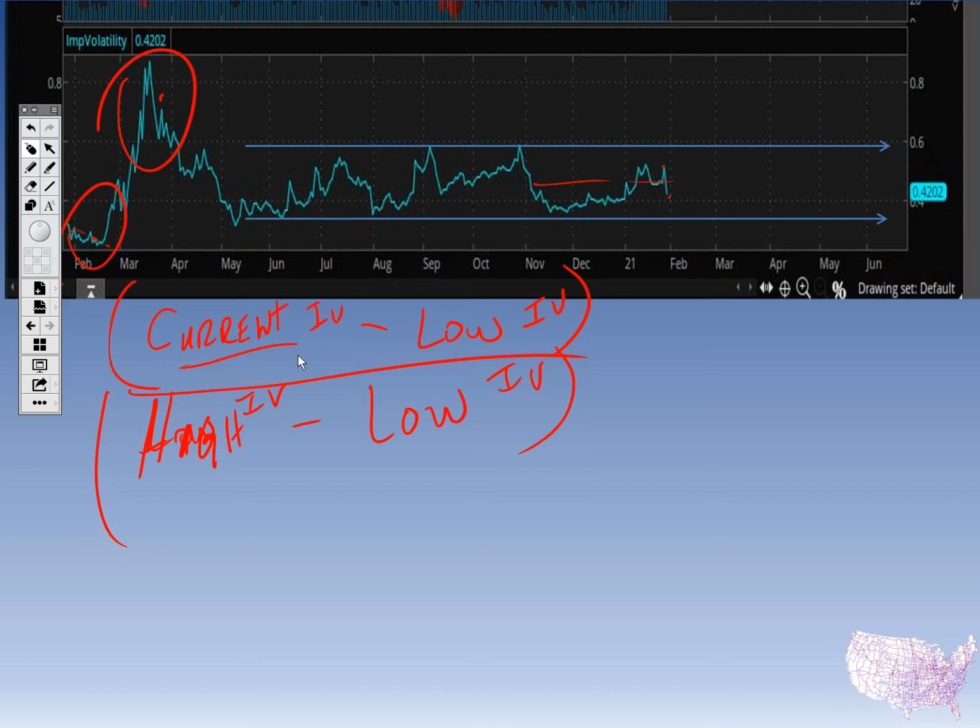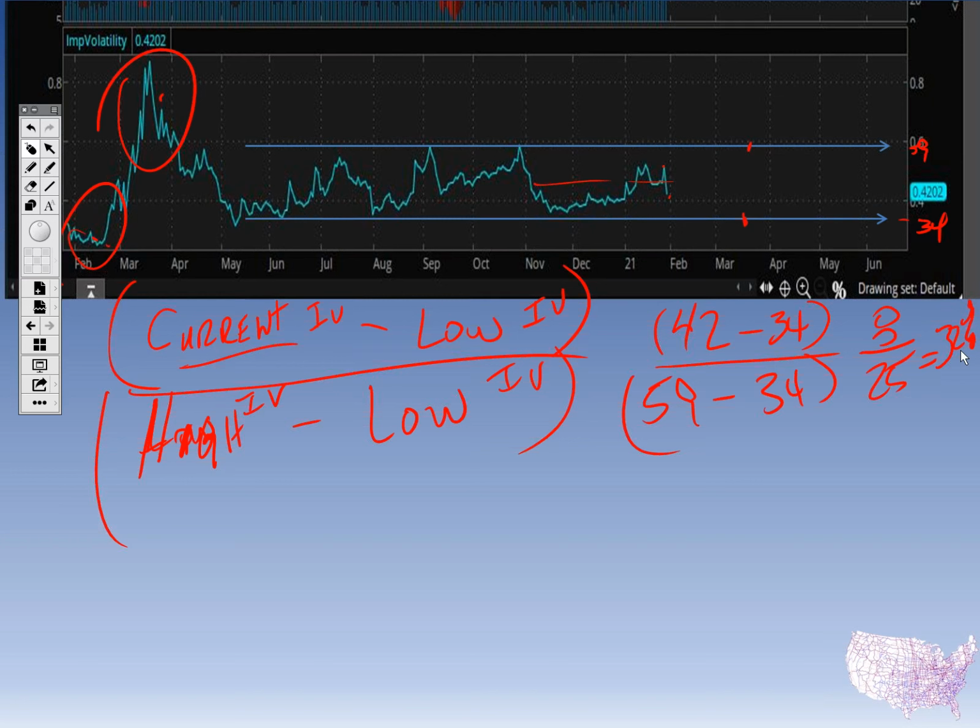So basically what we want to figure out is where the current is in relation to the high and the low, right? So right now we've got current implied volatility is 42 here in this example, minus the low implied volatility mark right there, which I'll call 34. The high is just coming in; we're going to call it 59. So 59 minus 34, so I've got 8 divided by 25. And that's going to give you right around 32-ish. All right, so 32 implied volatility percent.